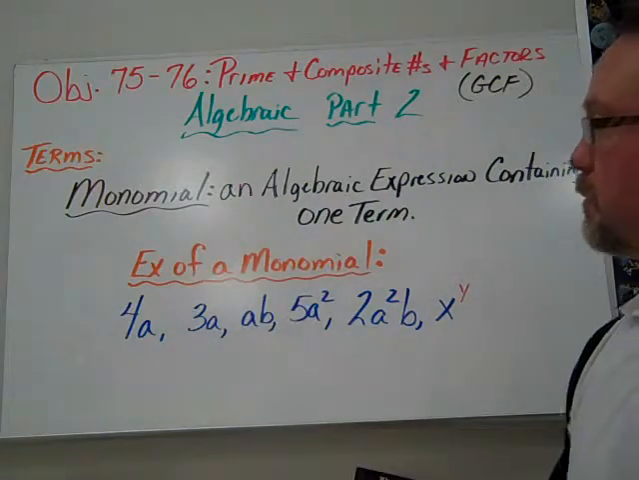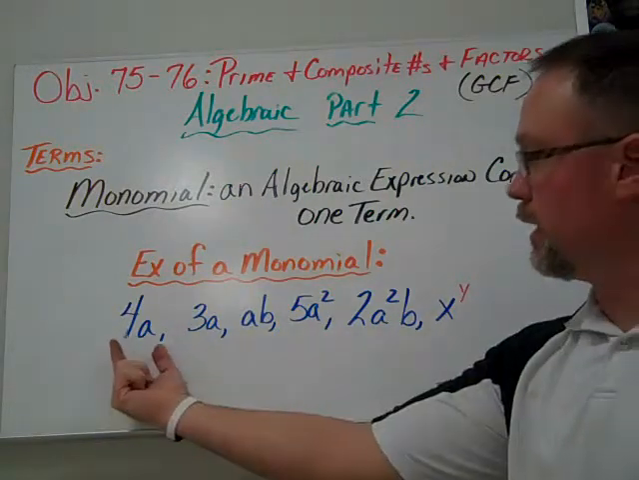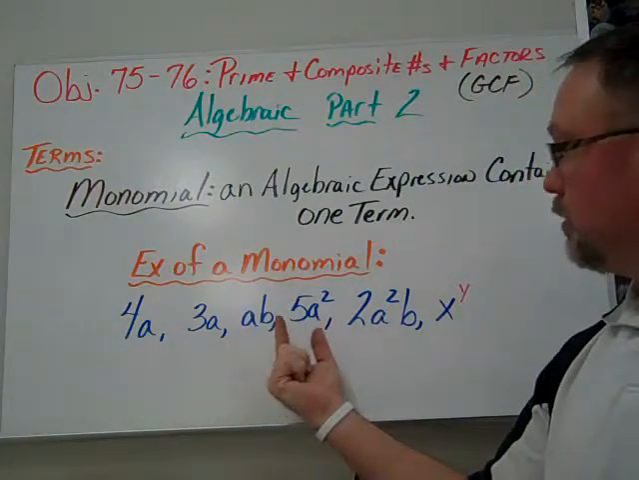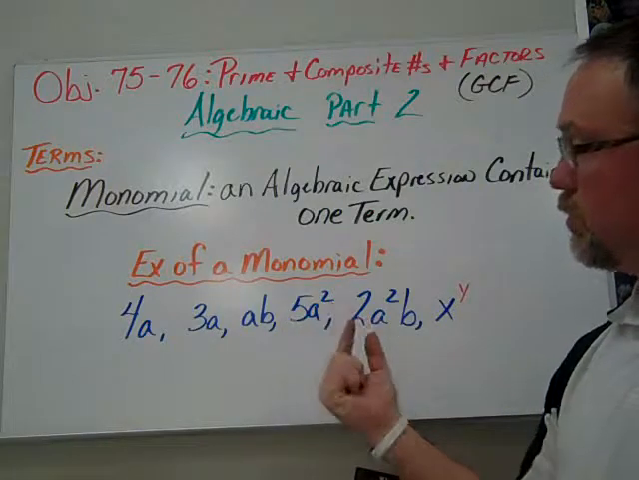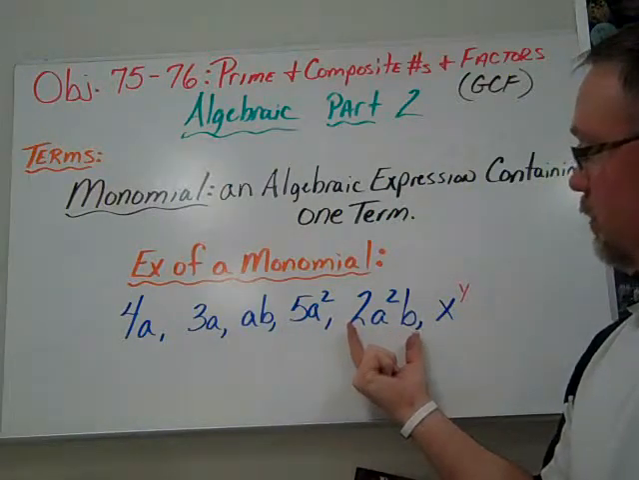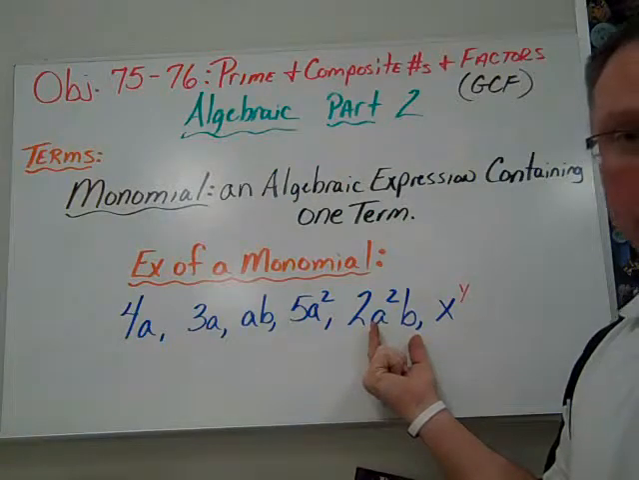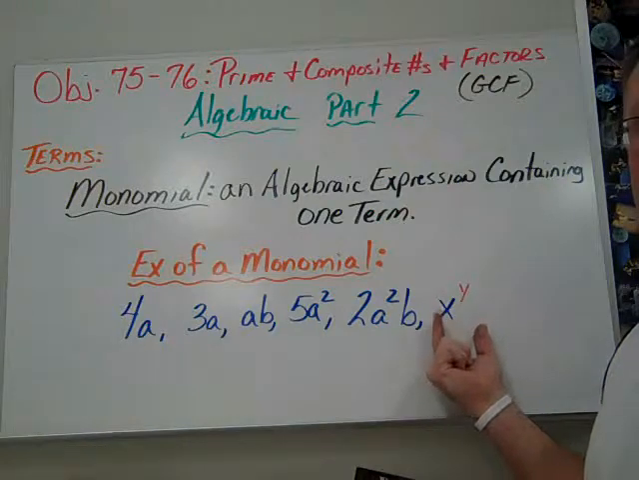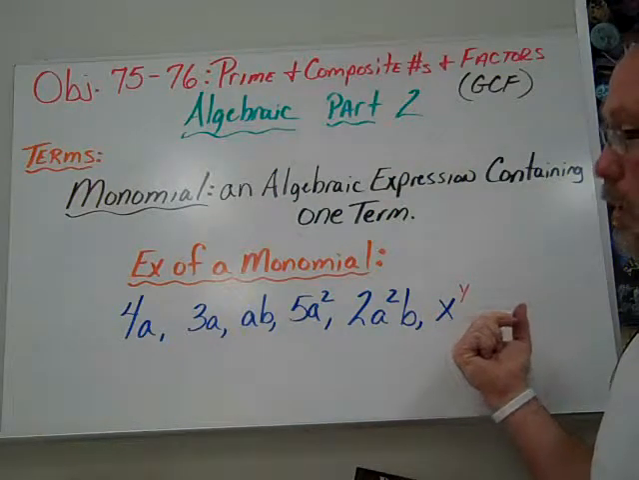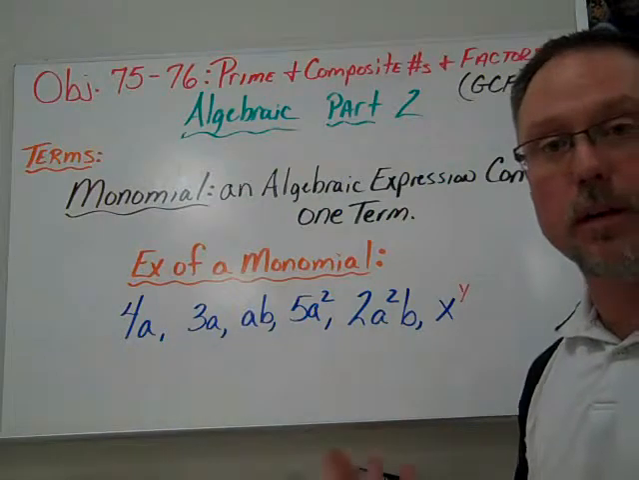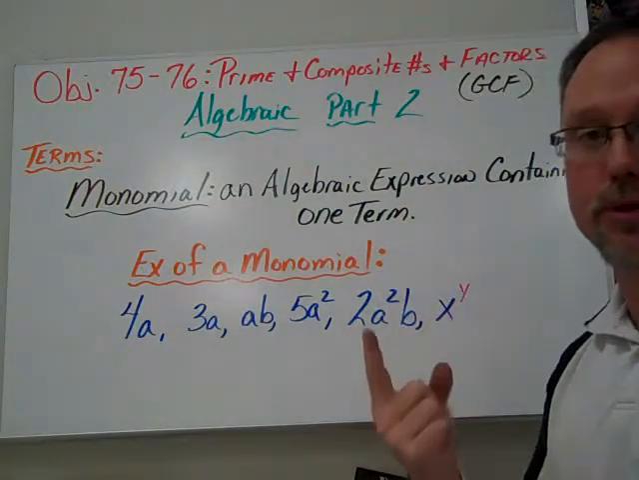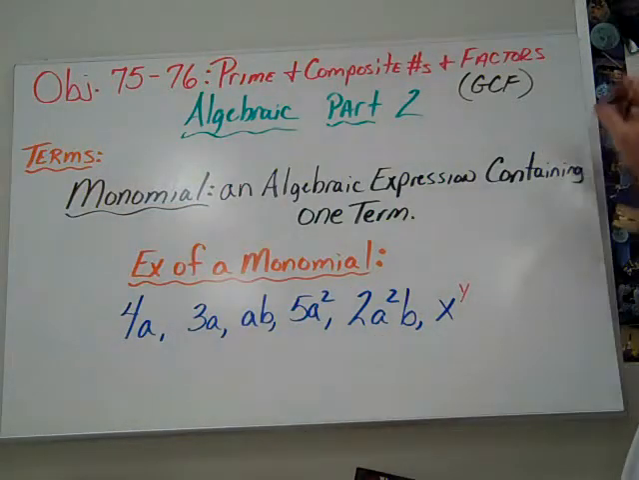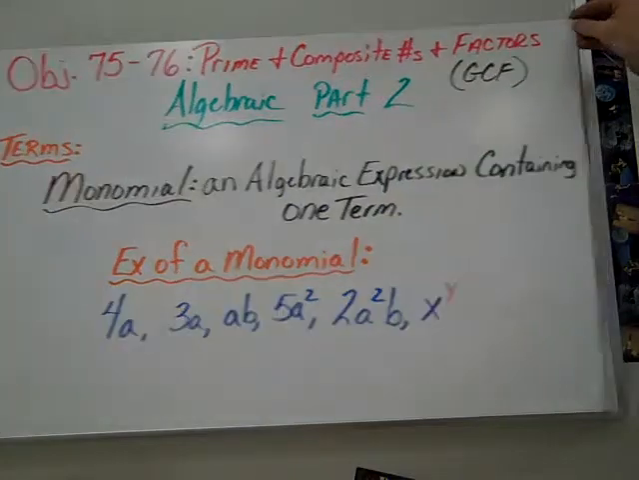So here are some examples of what a monomial looks like. You can have a number and a letter. You can have letters together. Again, numbers and letters to a power. You could have a number and more than one letter also to a power. You can have just a letter, or just a letter to a power. You can also have just a number. A number is a monomial. It's a single term, so mono meaning single. These are what we're going to deal with in our prime numbers and factors.